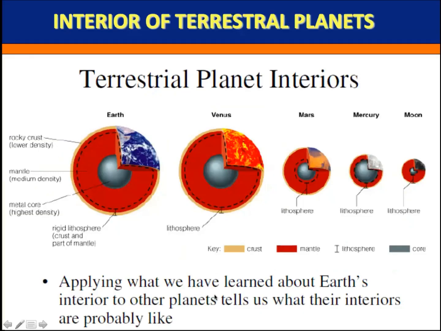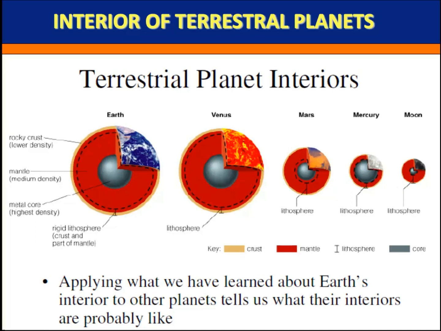Okay, so now let us move to the terrestrial planet interior. You all know the various bodies under the terrestrial planet category. So we have terrestrial planets and Jovian planets. You can notice that we have Earth, Venus, Mars, Mercury, and Moon. There are some similarities and dissimilarities there. Let us focus on the similarities.